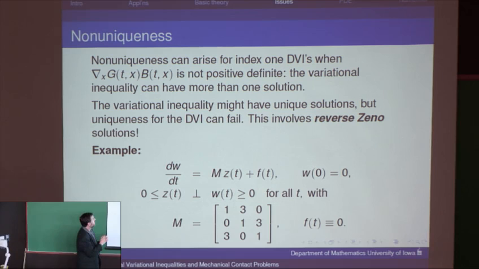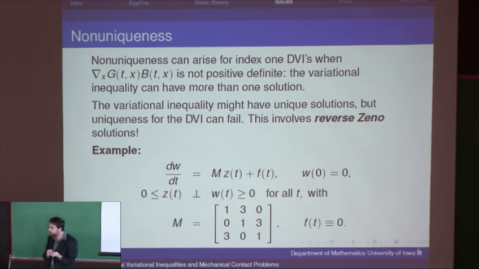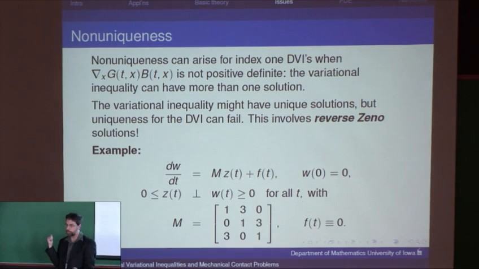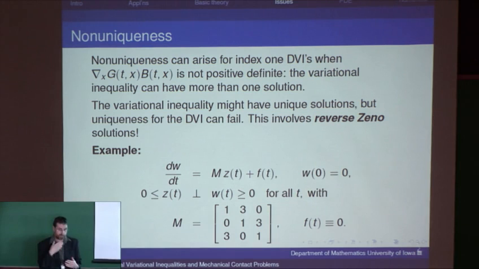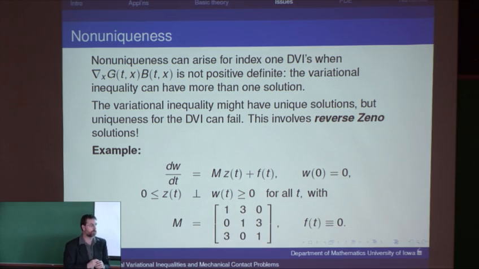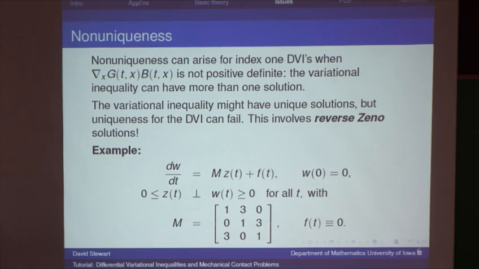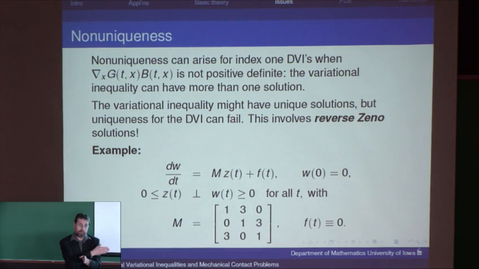Okay, the variational inequality might have unique solutions in itself, but when you couple it with the differential equation in the DVI, you might not get uniqueness. This involves what are called reverse Zeno solutions. Our previous speaker already mentioned Zeno solutions, where you have infinitely many changes of the discrete component, or infinitely many changes of sign of certain quantities, within a finite time interval. A reverse Zeno solution is where you have a certain critical time. Before this, we don't have changes in the mode of the system, at least for some short period of time. But immediately afterwards, we have infinitely many switches.